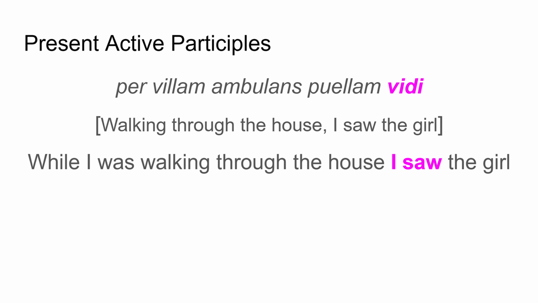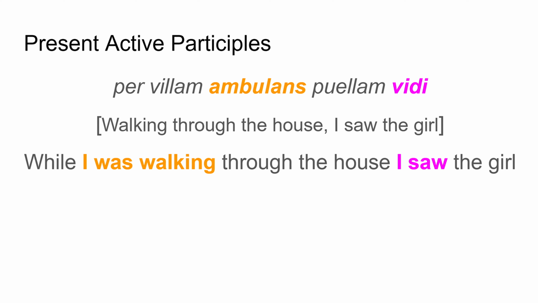Now vidi is my perfect tense here. I saw the girl. In order to get my present active participle to be happening at the same time, I need to use the continuous action in the past. That's also called the imperfect tense. So I can translate my present active participle in the imperfect tense if my main verb is perfect, purely because of something called the sequence of tenses, which I'll get onto in a minute. Don't worry too much about it, just make your translation sound fluent.